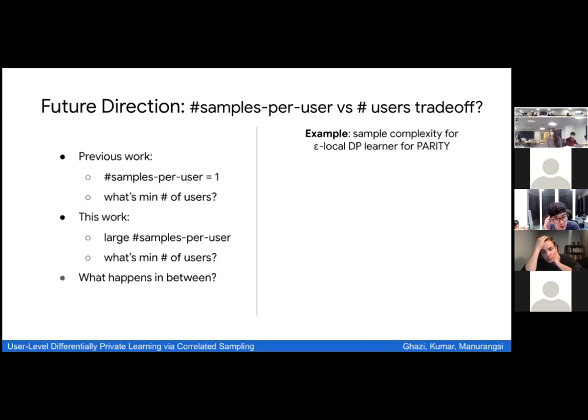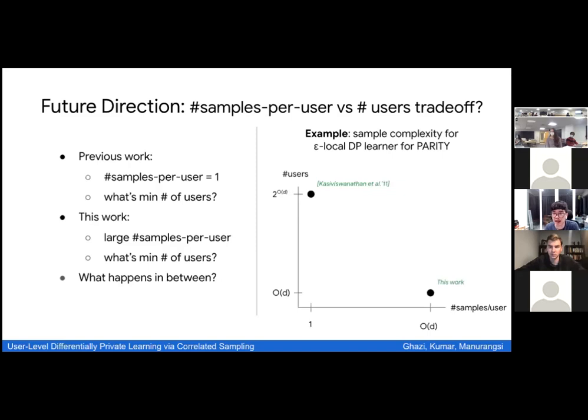I'm not sure how hard it would be to consider general concept classes, but even for some specific concept classes, there are interesting questions to be asked. For example, again in the parity setting, you have on the one hand 1 sample per user and 2 to the D users, and on the other hand poly D samples per user, and this one is a typo, and the number of users. So the question here would be what happens in between? Is there a smoother trade-off? Is there a kind of cliff drop-off here? It's a little bit unclear.